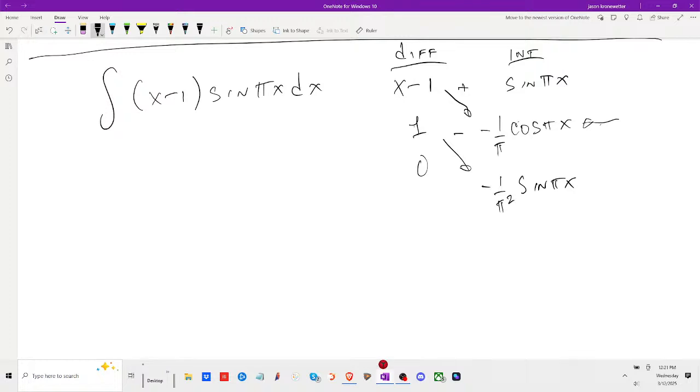So the answer will be negative x minus 1. I'm going to put the 1 over pi out in front. So negative 1 over pi x minus 1 cosine pi x plus, it's a plus because I have a minus here and a minus there. So plus 1 over pi squared sine pi x plus a constant.